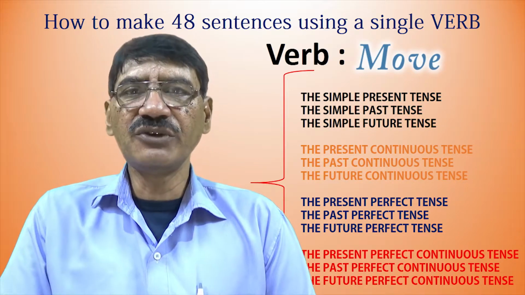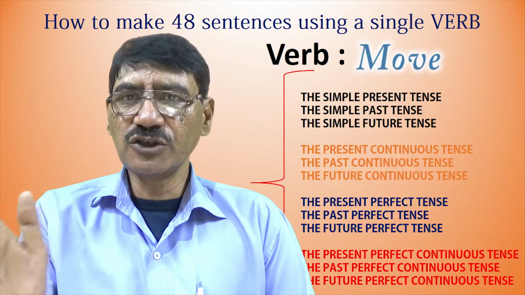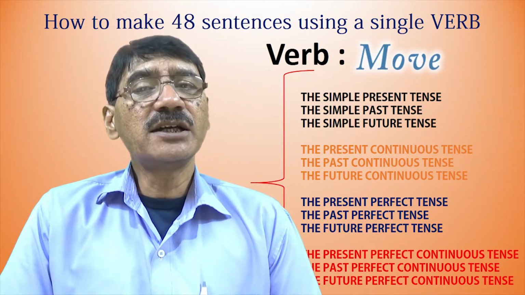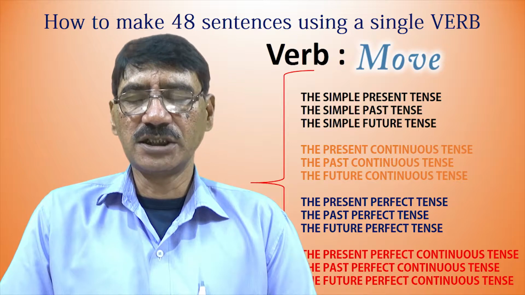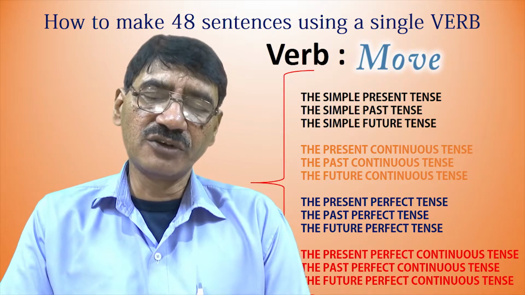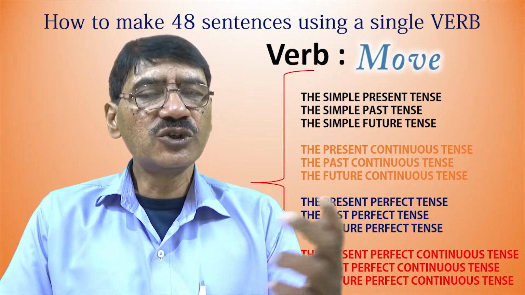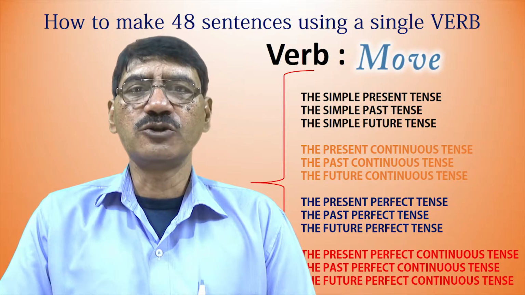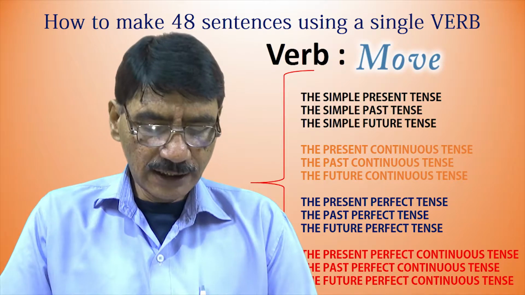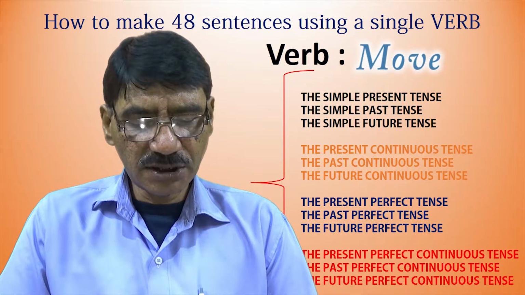We had been moving from place to place. We hadn't been moving from place to place. Had you been moving from place to place? Hadn't you been moving from place to place? We will have been moving from place to place. We won't have been moving from place to place. Will you have been moving from place to place? Won't you have been moving from place to place? Let's go to the next verb. The next verb is murmur.